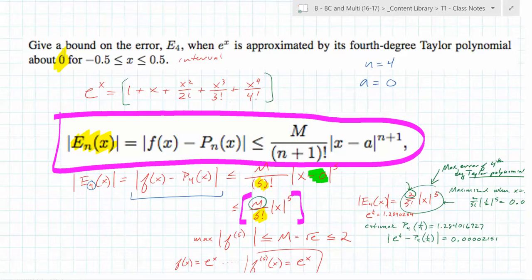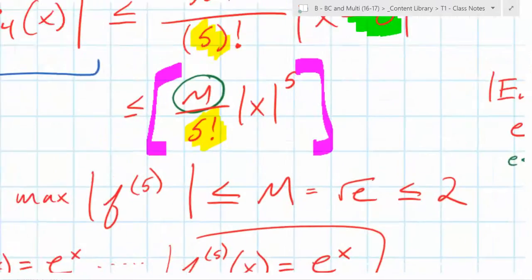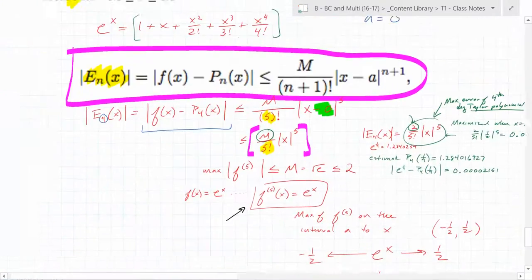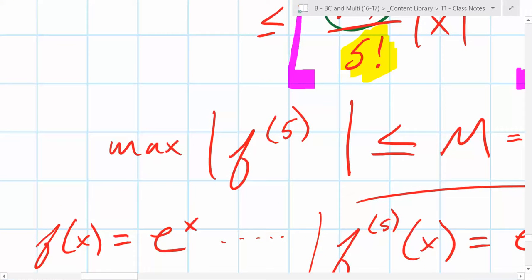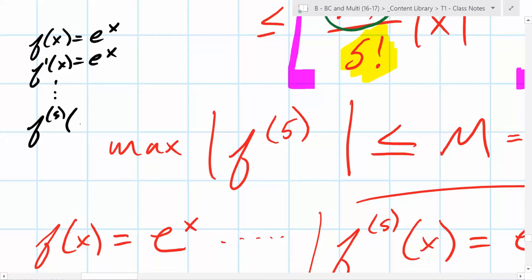You have to find the smallest thing possible that is greater than something. And what is that something? It's the maximum of the 5th derivative. Why the 5th derivative? Because it's n plus 1. What was the original function we were working with? What was so nice about the function? It's f of x is equal to e to the x. What's the first derivative? e to the x. So what's the 5th derivative? e to the x.